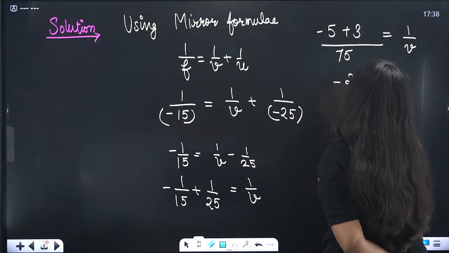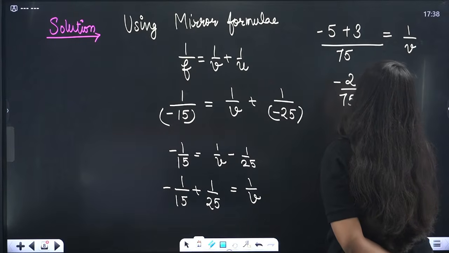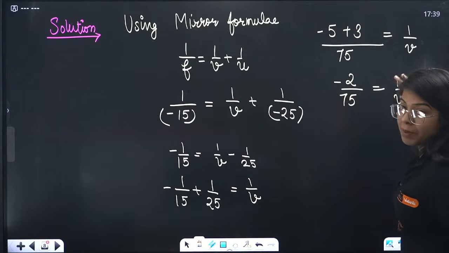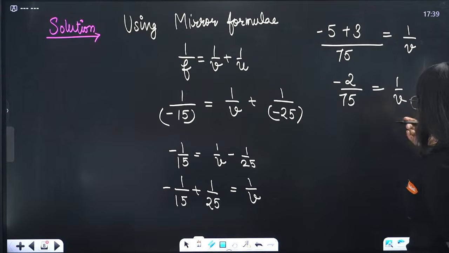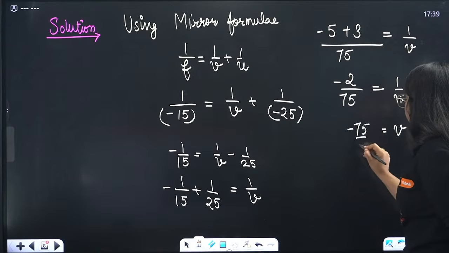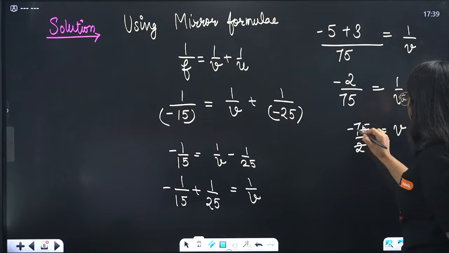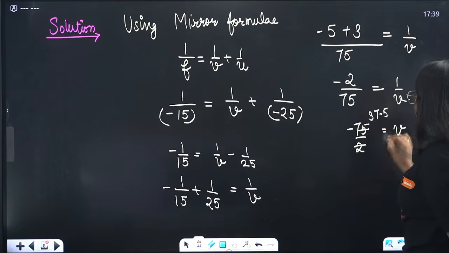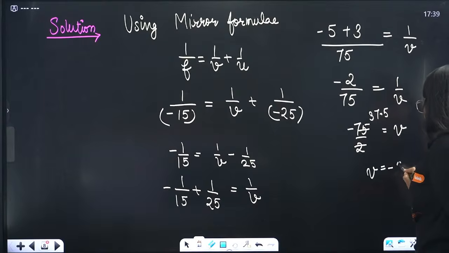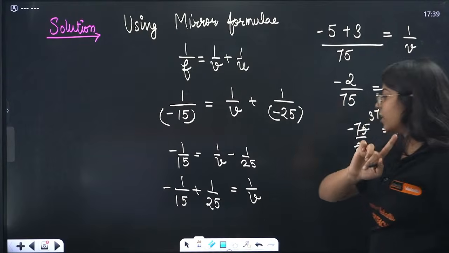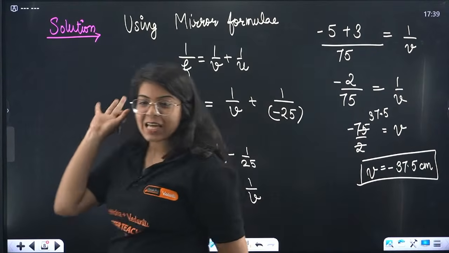Minus 2 by 75 equals 1 by V. We have to find V, so we invert it. V is equal to minus 75 divided by 2. If you cut this, 2 3s are 6, 15 is left, 7.5. So V equals minus 37.5 centimeters. That means Madhavi, Sachin and Senthil, 3 of these are correct.